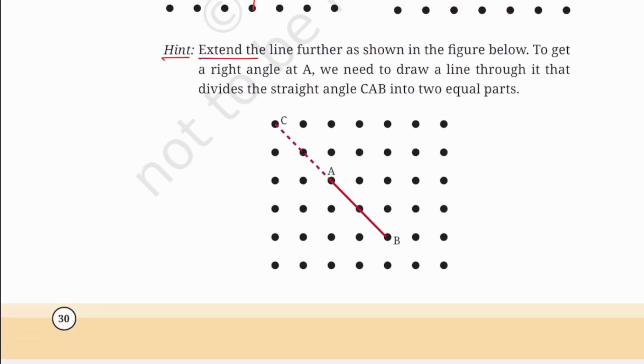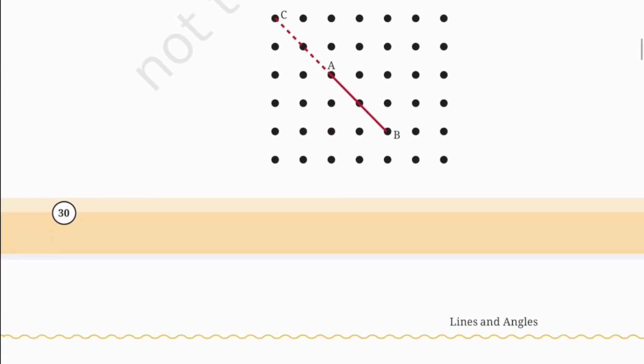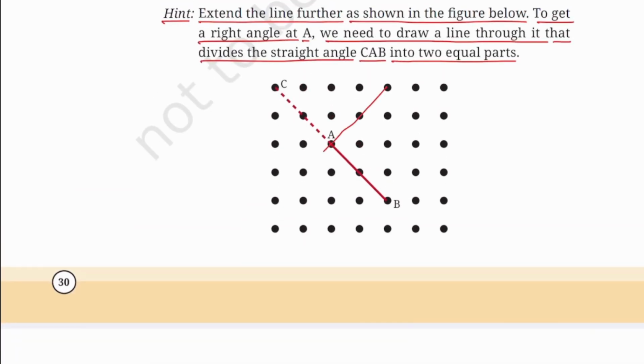Hint: extend the line further as shown in the figure below. To get a right angle at A, we need to draw a line through it that divides the straight angle CAB into two equal parts, like this, such that right angles are formed at A.